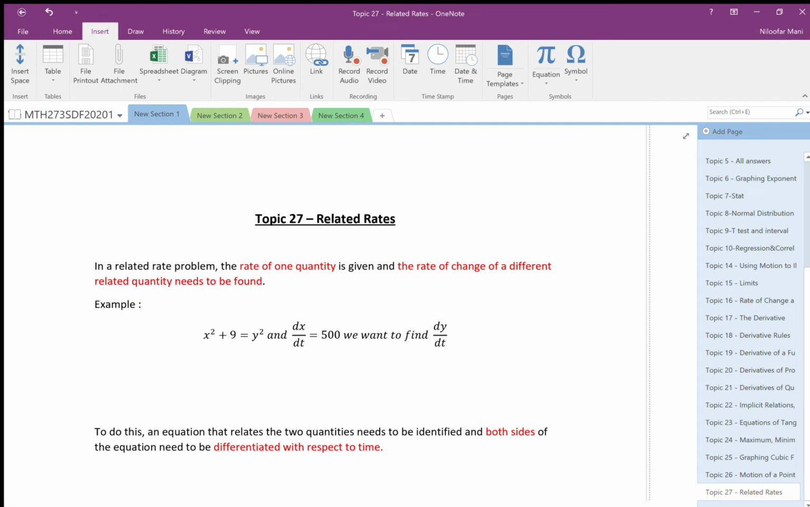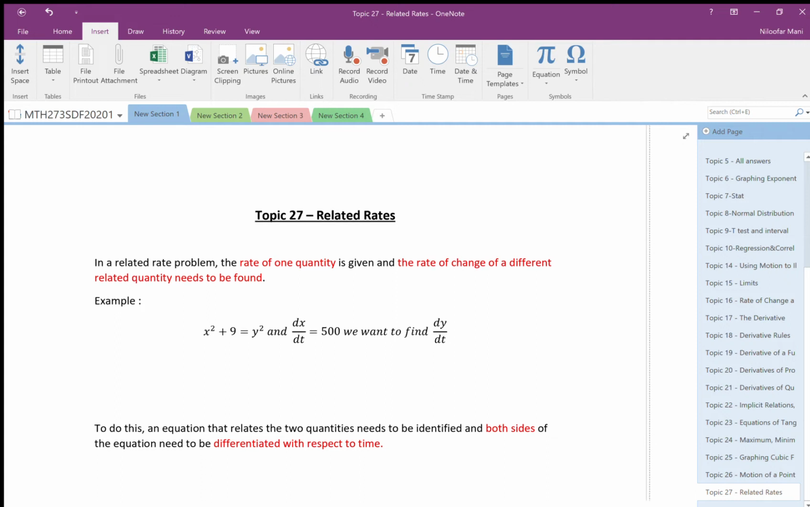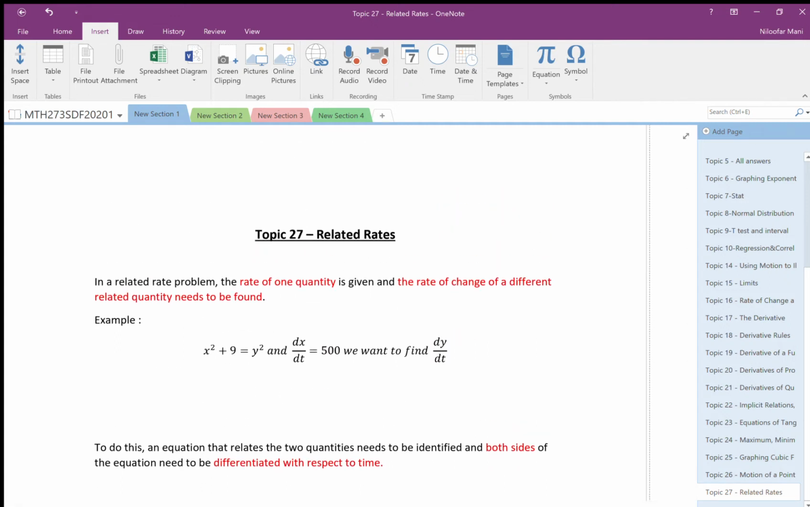Hi everyone. So we continue on the lesson topic 27. Topic 27 is about related rates, and related rates is like, for example, you have the rate of change for one quantity and you want to find the rate of change for another one, but both of them with respect to time.